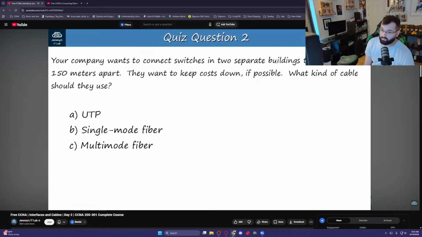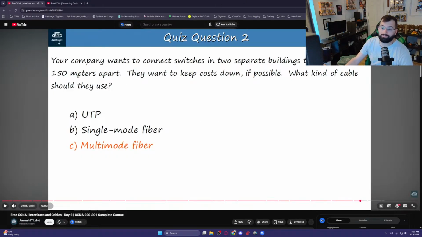I expect people are going to say multi-mode fiber because of the 150 meters. The answer is C, multi-mode fiber. Let's check. Oh, it's because it's 150 meters, and UTP only goes to 100 meters. So the normal copper cable is not going to cut it. I mean, coax would probably do it, but we're not talking about that.